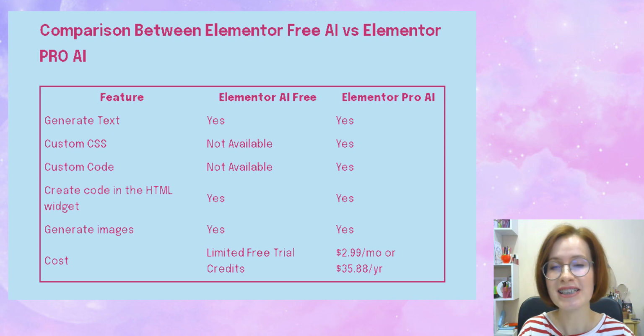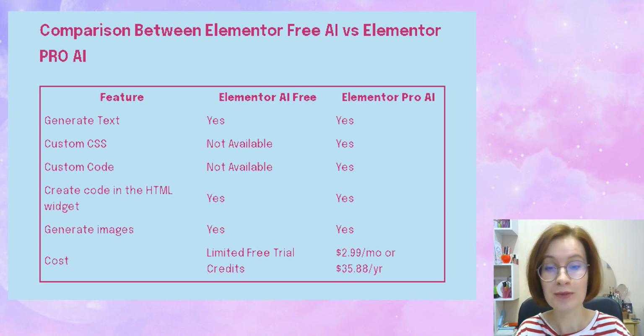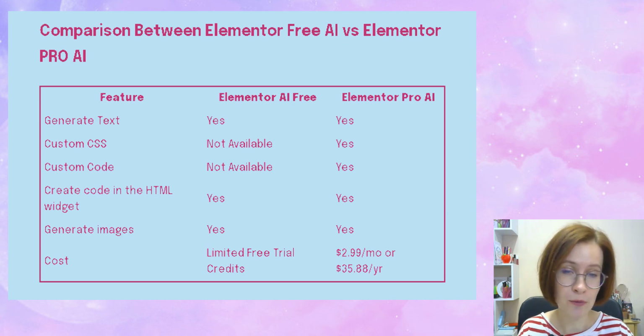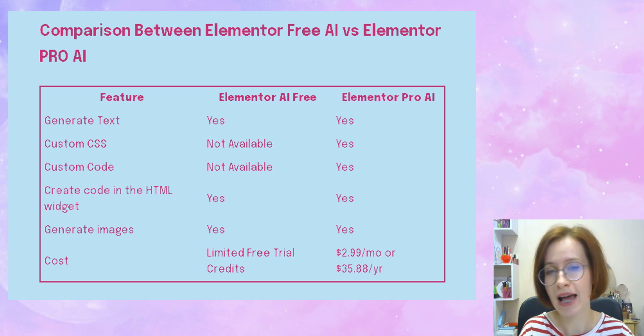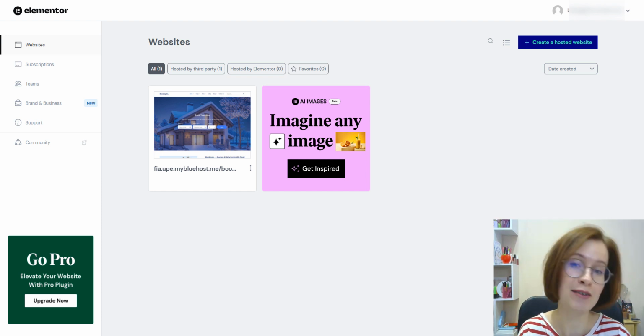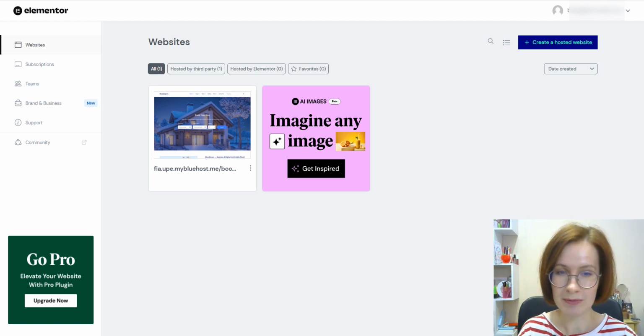The good news is that we can try some AI capabilities for free. And this is what we're going to do in today's video. And each WordPress user will have an Elementor AI free trial once they connect to an Elementor account, which can be created for free as well.